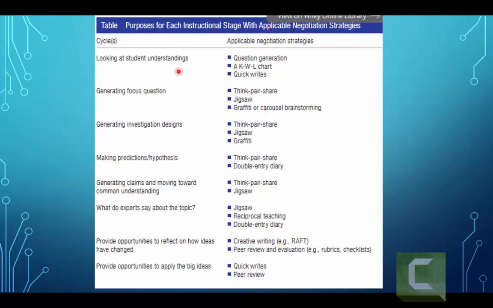And then the next step would be to generate a focus question. You want to pick something here that the kids don't already have the answer to. That's why this first pre-assessment step is so crucial, because you don't want to go through these steps without the kids having something to explore. And so when they're generating their focus questions, they're going to think, pair, and share. They could do jigsaw or even a graffiti or carousel brainstorming.